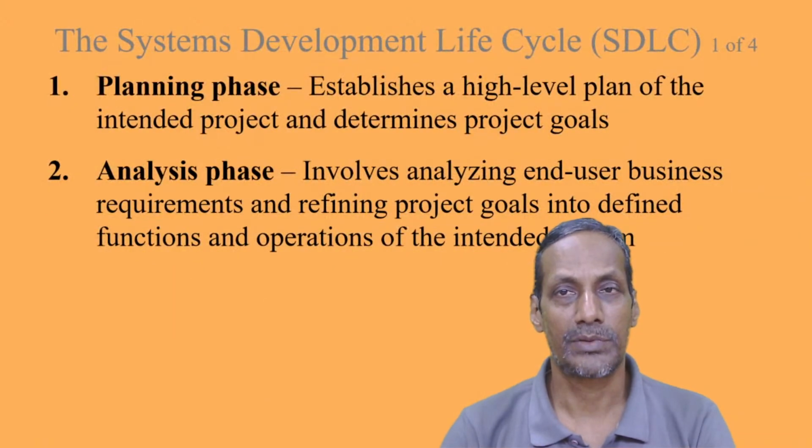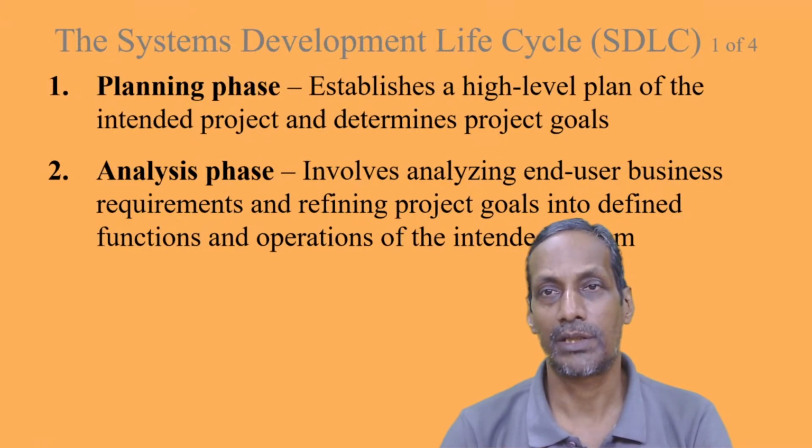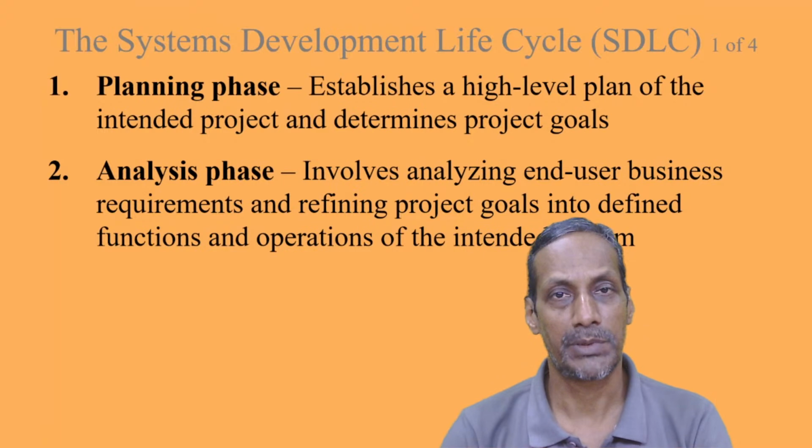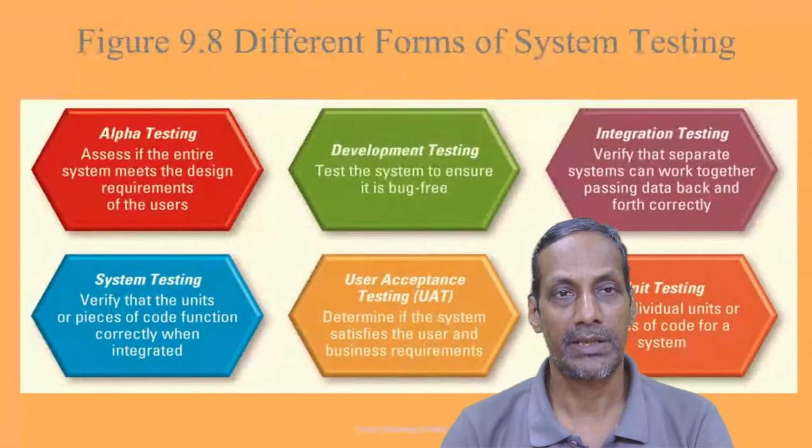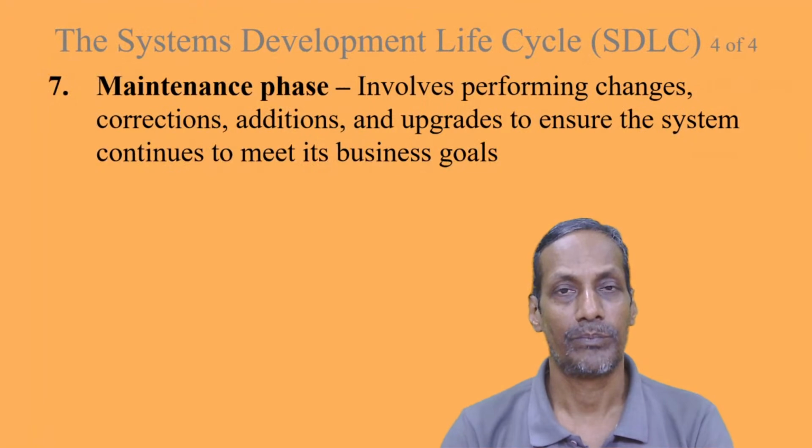The systems development life cycle is the traditional life cycle that one has to go through to come up with new software solutions or information system solutions. It involves the 7 phases of planning, analysis, design, development, testing, implementation, and maintenance.